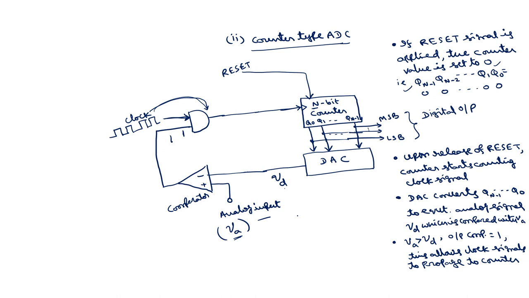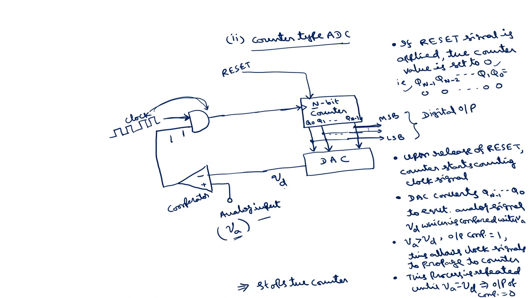This process will repeat until VA is equal to VD. Once VA is equal to VD, the output of the comparator is 0, which stops the counter. At this time, whatever the output of the counter is, that is the digital equivalent of the analog signal. This is the operation of the counter type ADC.